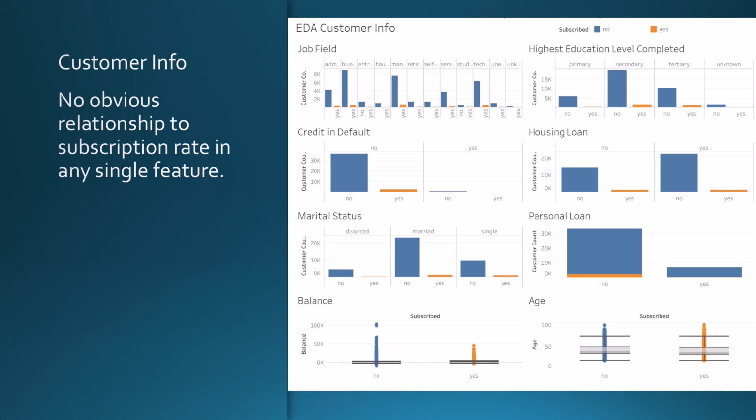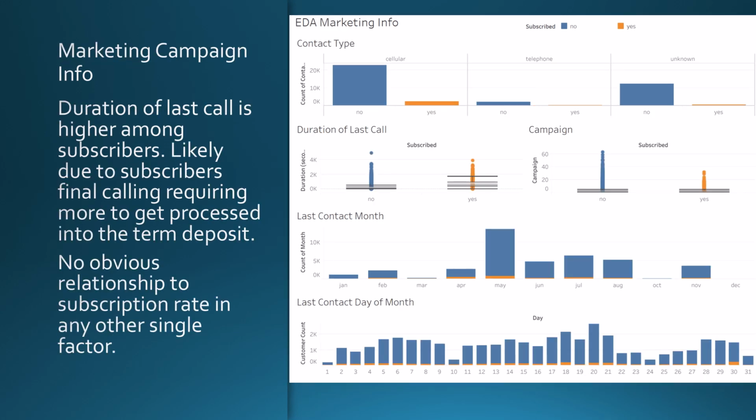What we can see is there are no subscribers that have a default in their credit history or unknown education level. However, there's only a small sample size in these categories. For the marketing campaign info, duration of the last call is higher among subscribers. This is likely due to subscribers spending more time on a call getting processed into the term deposit and not longer calls leading to getting more subscribers. For the other factors, there's no obvious relationship to the subscription rate.